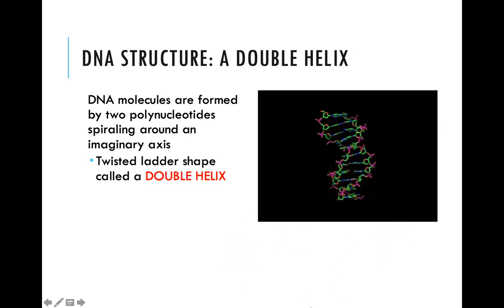So the overall structure of the DNA molecule is what we call a double helix. Helix just means twisted, double means two. So we have two molecules that are twisted together. If you think about a ladder, that's basically the shape of DNA. And then if you were to twist one end of the ladder and make a spiral out of it, that is your DNA double helix.